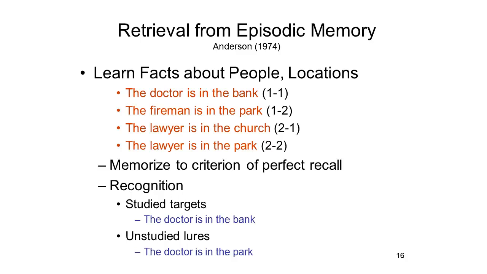In this way, the experimenter varied the number of facts learned about each person and each location. The subjects memorized the list until they could recall it perfectly. And then they were given a recognition test in which they were asked to distinguish between targets that they had actually studied, like the doctor is in the bank, and similar sounding lures that were not on the study list, such as the doctor is in the park.